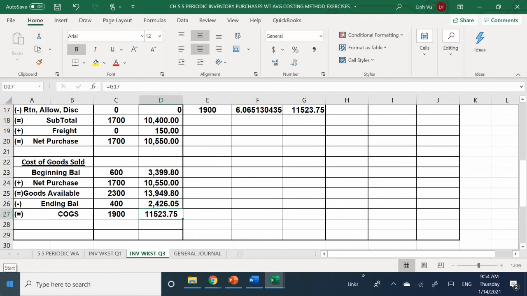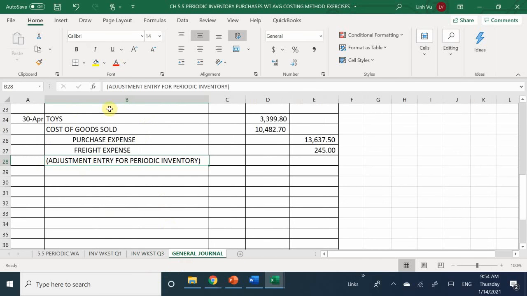$2,426. And how many cents? It says 0.52174. Okay, so you didn't round, but yes, 0.5. So there you go, 0.5. Good. All right. Now that we solved for this, we can go ahead and complete our journal.